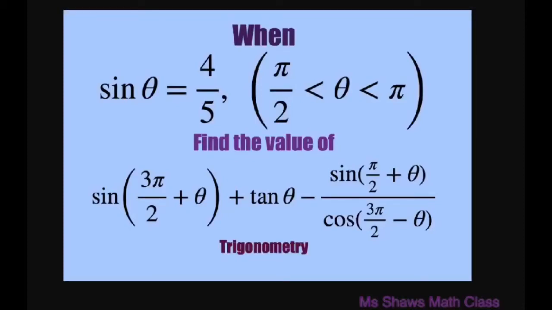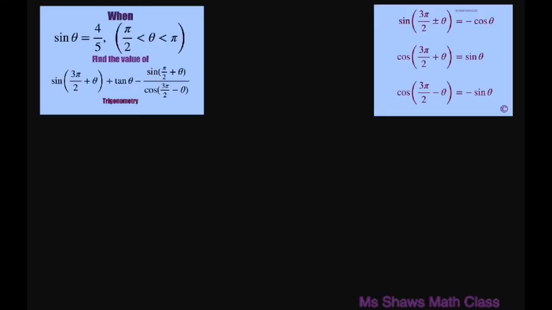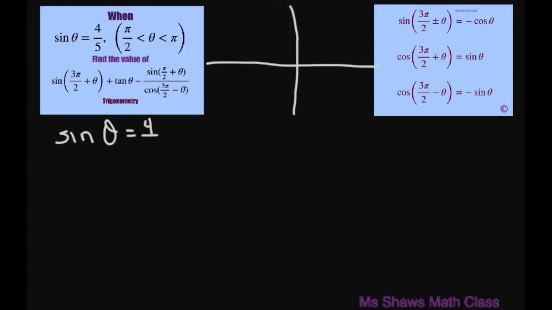Hello everyone. When sine of theta is 4/5 and we're in quadrant 2, we're going to find the value of this expression given here. We need to break down each of these terms. Let's draw a little picture. We're in quadrant 2. If sine of theta equals 4 divided by 5, this is your y divided by r.